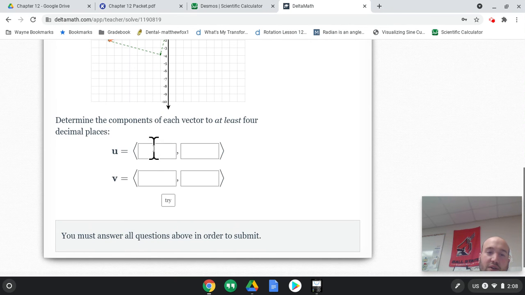Okay, now is where we type in u and v. That's what we found on step 1. We'll try it. It'll tell us if we did it right. So that way there's checkpoints along the way as you go.